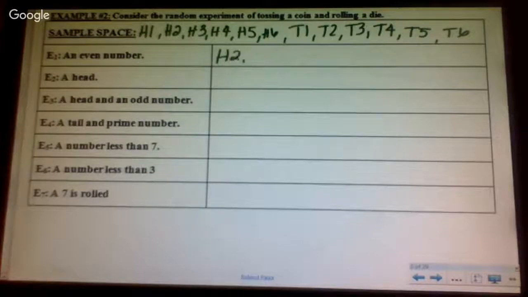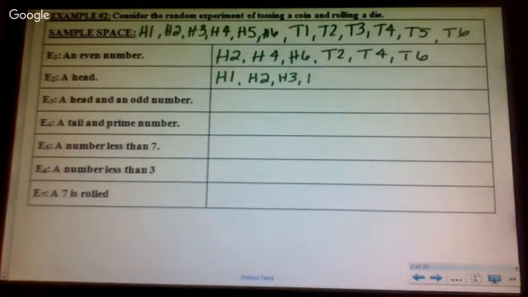Good. H2, 4, and 6. Whoops. Keep forgetting to write H. H6, and then tails 2, 4, and 6. Again, it doesn't matter what you're doing with your coin. They've worried about your die. Event 2, the probability of a head. H is 1 through 6. H4, H5, H6.